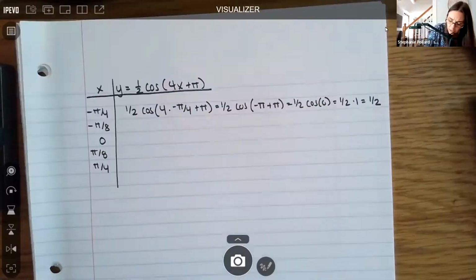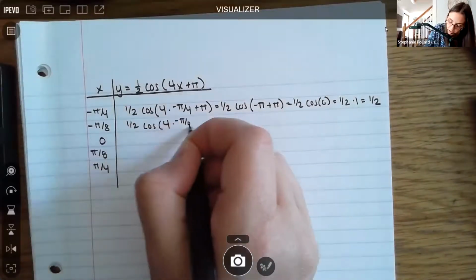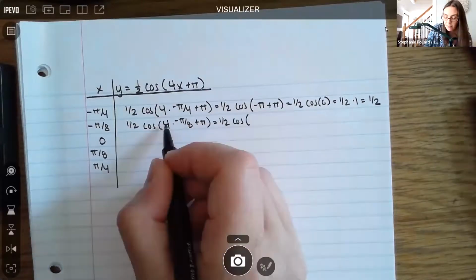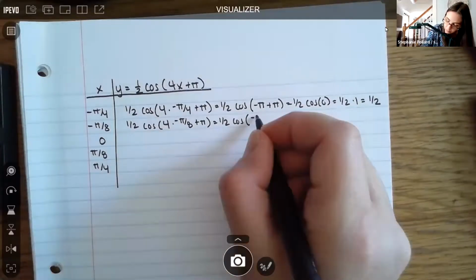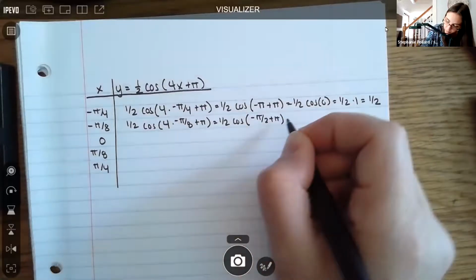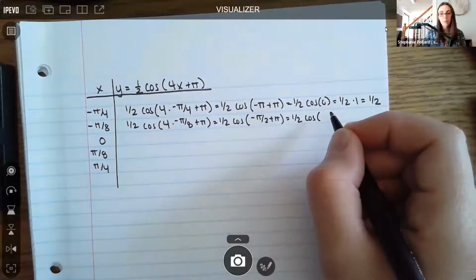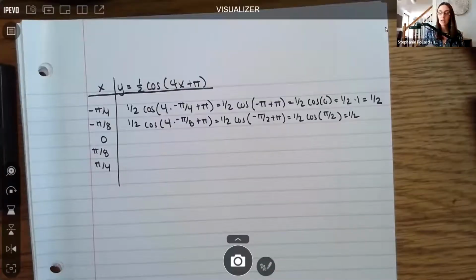And then I'm going to continue on. So 1/2 cosine of 4 times negative pi over 8 plus pi. Okay, so here I have negative 4 pi over 8, which is negative pi over 2. Negative pi over 2 plus pi is going to be what? Pi over 2. And then cosine of pi over 2 is 0. And 1/2 times 0 is 0. And I'll save us the writing. You guys can figure the rest out at home.